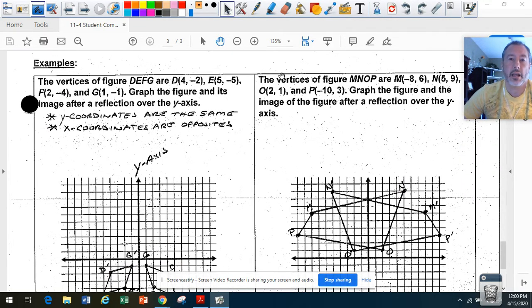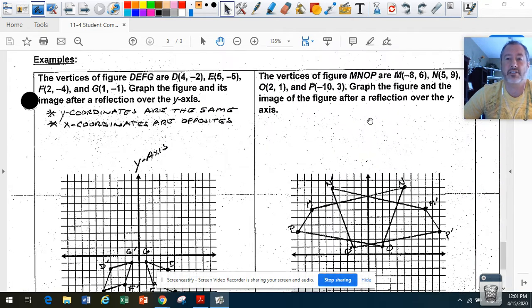It says the vertices of figure MNOP are M is -8, 6, N is 5, 9, O is 2, 1, and P is -10, 3. It says graph the figure and the image of the figure after the reflection over the y-axis. We're doing the y-axis again. Since we're doing the y-axis again, the y-coordinates are the same. The x-coordinates are the opposite.